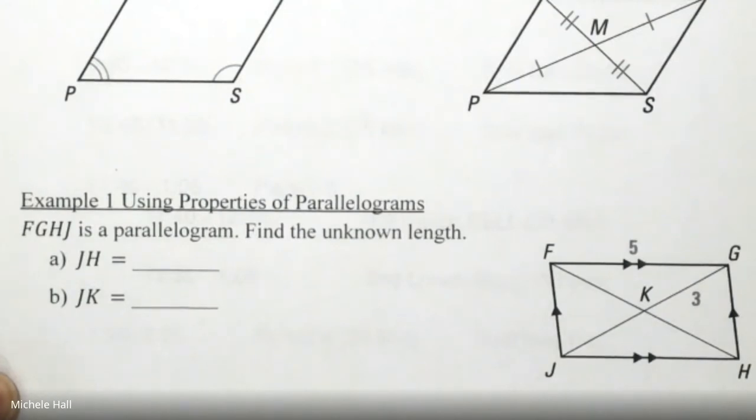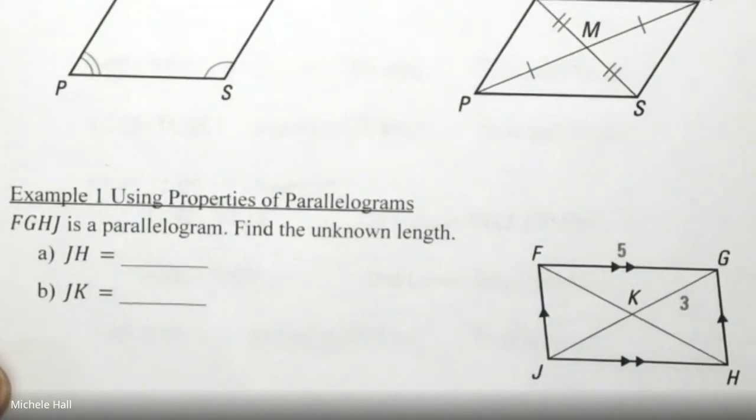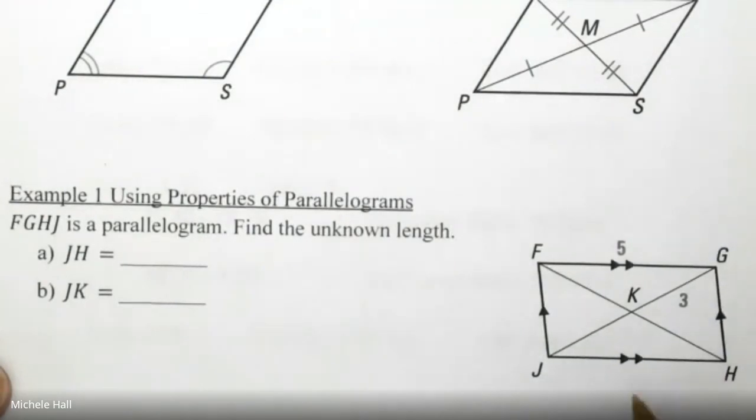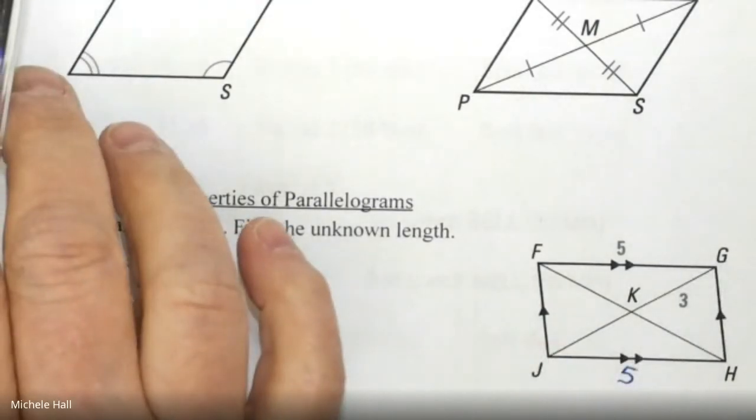JH. I'm looking for JH. How much is JH? I want to know what property you're using to tell me that this is 5. What property says that? The first one, opposite sides are congruent. Are you looking at your notes? Look at number 1. It says opposite sides are congruent.